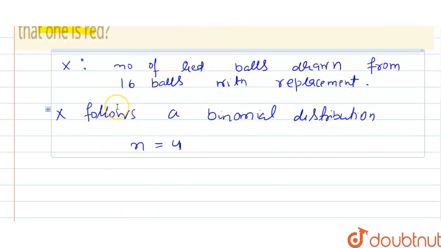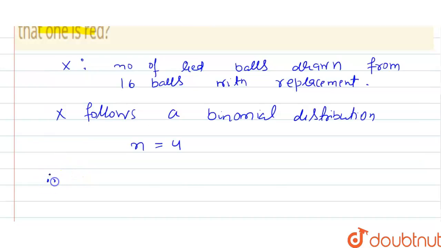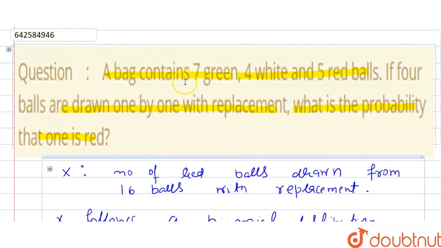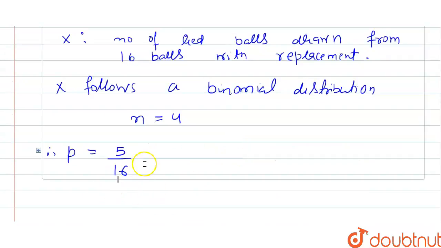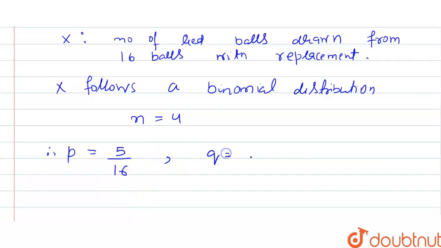Now we have to find the value of p and q. With the help of p and q, we have to find the answer. The value of p will be 5 by 16. So 5 is the red balls and 16 is the total number of balls. And we know how to find q, that is 1 minus p. Then q equal to 11 by 16.